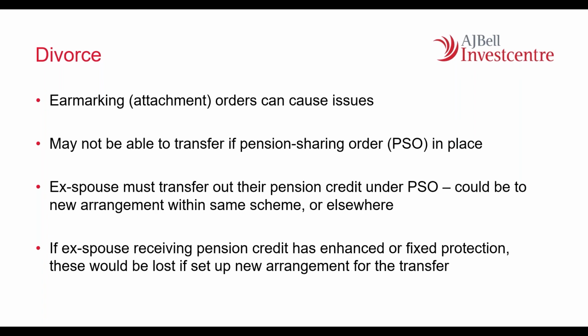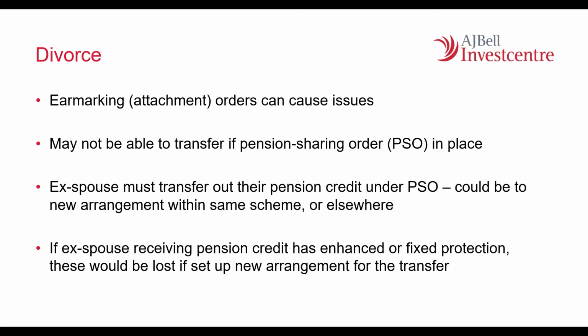They may have to, it depends on the scheme they're in. If it's a defined benefit scheme, public sector defined benefit schemes, they will have a pension credit member for the ex-spouse to stay in that scheme. For private sector DB schemes, quite often they won't let the ex-spouse become a pension credit member. They will force them to transfer out. They have to go elsewhere.